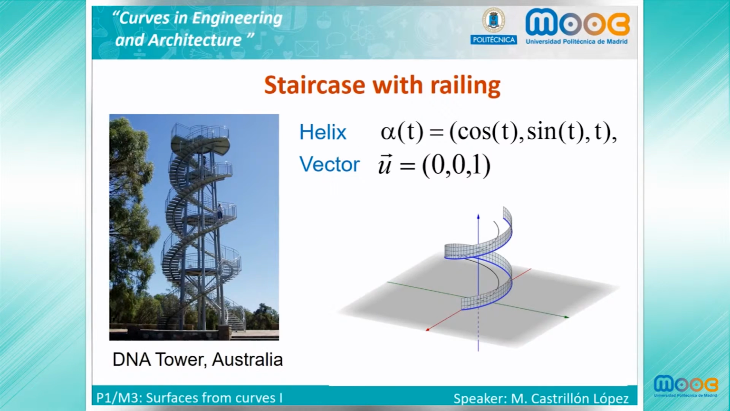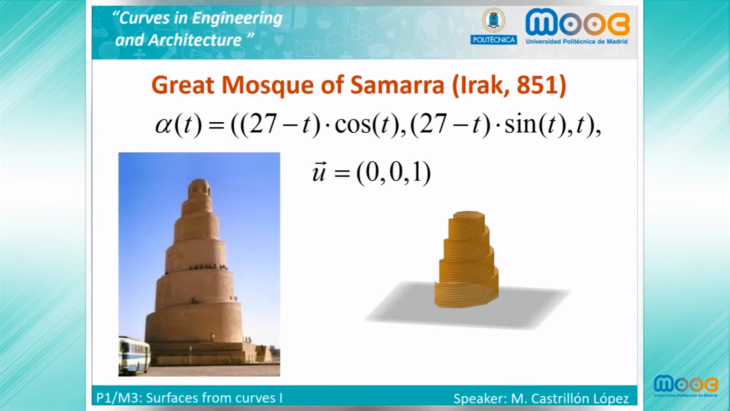In this way, we can model the railing of the DNA tower as the cylindrical surface obtained by moving the segment with direction the vector u along the circular helix on the screen. Or the Great Mosque of Samarra, which can also be parametrized as the cylindrical surface obtained by moving the segment with direction the vector u along a helix constrained in a cone, as it is shown on the screen.